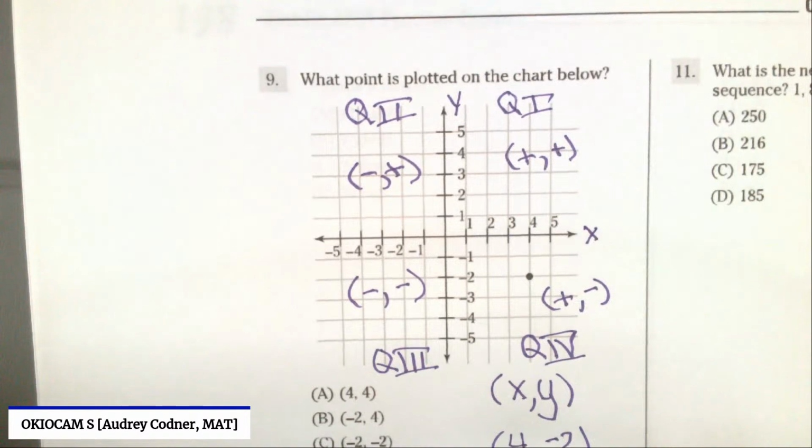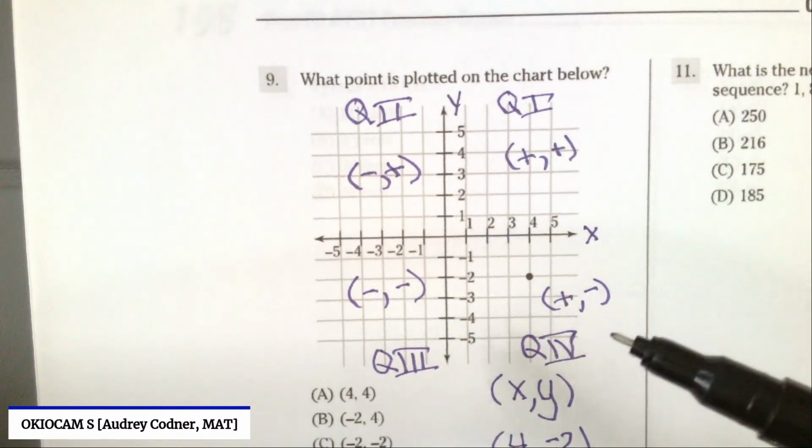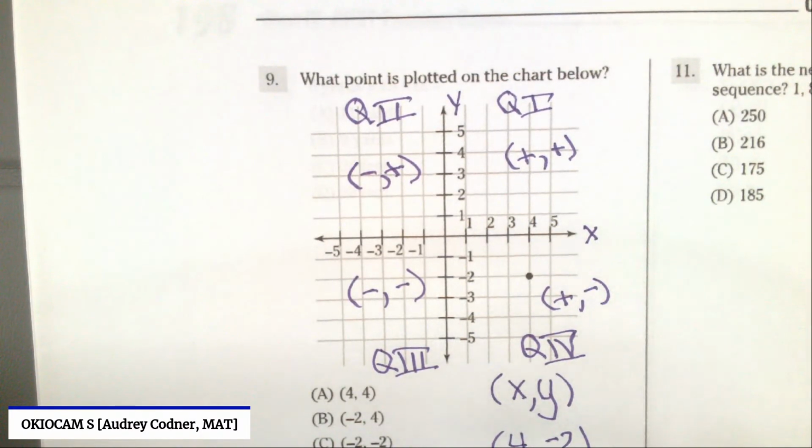You could just look at the signage. If you know the point exact, awesome. But if you remember the signage, you can just look at that as well and find that it's D.